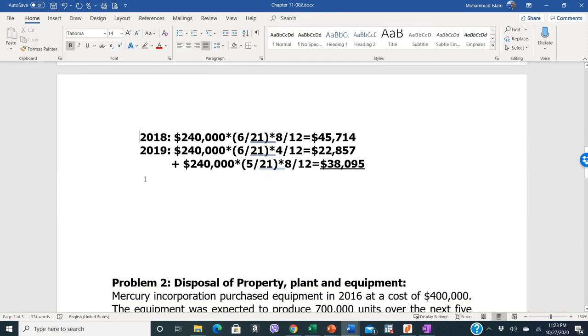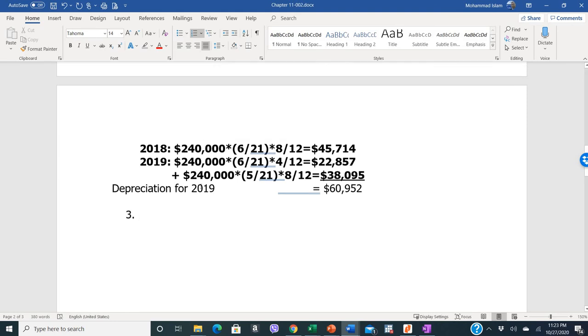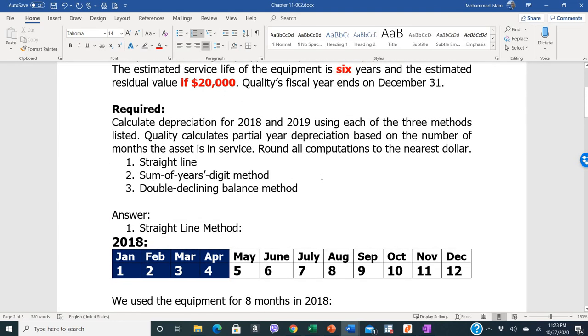Okay, so the total depreciation for 2019, let's write it down. Depreciation for 2019 would be equal to how much? It should be 60,952.